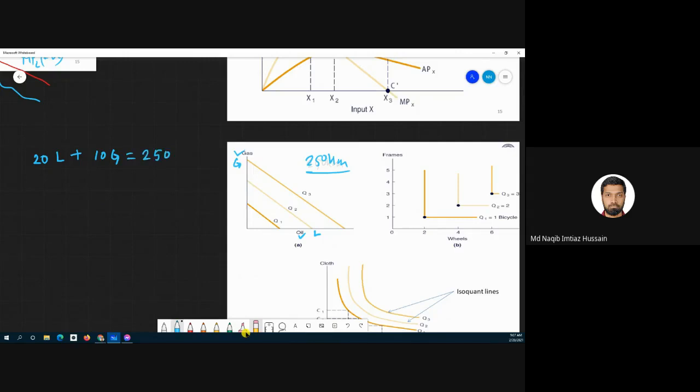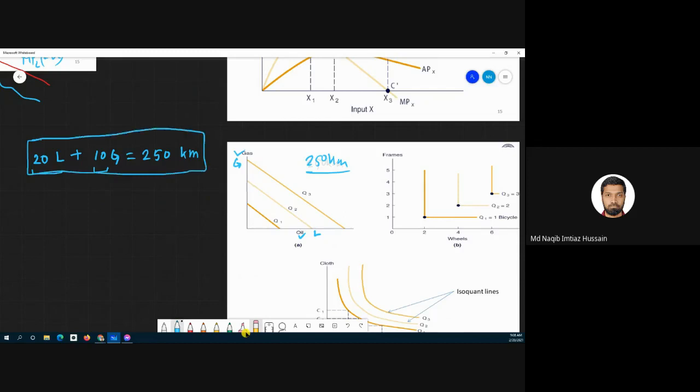Can you follow this? Suppose you are driving your car, your car goes 20 kilometers per liter of oil, then 20 into that many liters, okay? And if you multiply 10 kilometers and the number of liters of gas, you get this many kilometers, and in total you want to go 250 kilometers. So this should be equal, and that's your equation. All right, this is your equation.